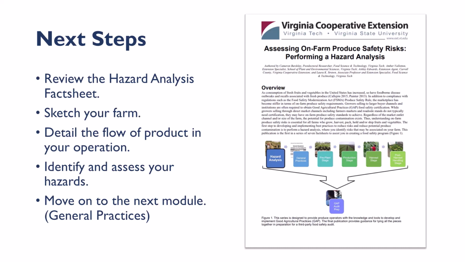It will be extremely important for you to apply the things that you have learned in this module and prepare for the upcoming modules by drawing out your farm, detailing the flow of product, and identifying and assessing the hazards in your operation along the way. Don't worry too much about trying to identify all the hazards in your operation. Future modules will outline potential hazards in each step of the operation. Once you have completed these steps, you should be ready to move on to the next module, assessing on-farm produce safety risks, general practices.